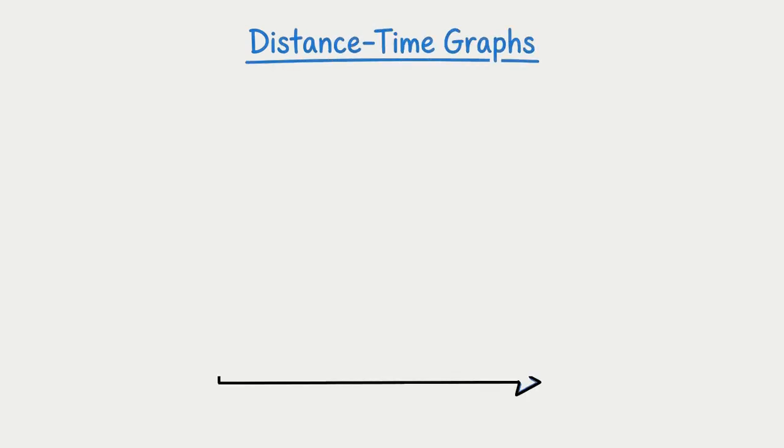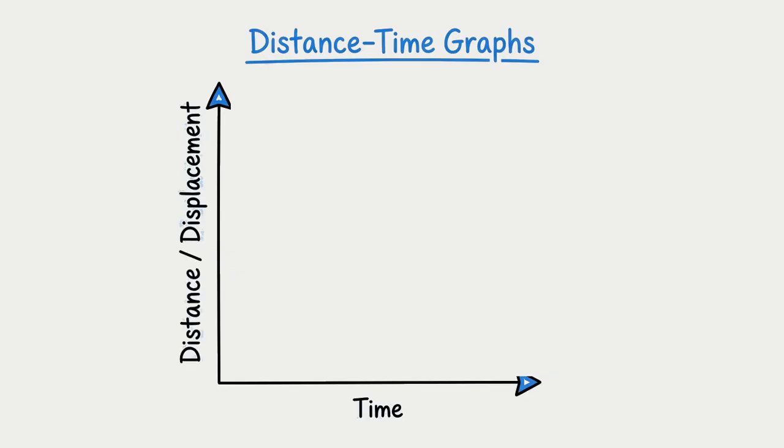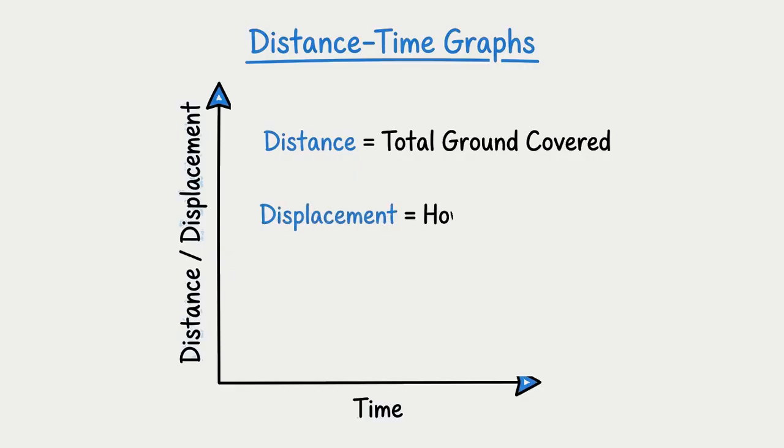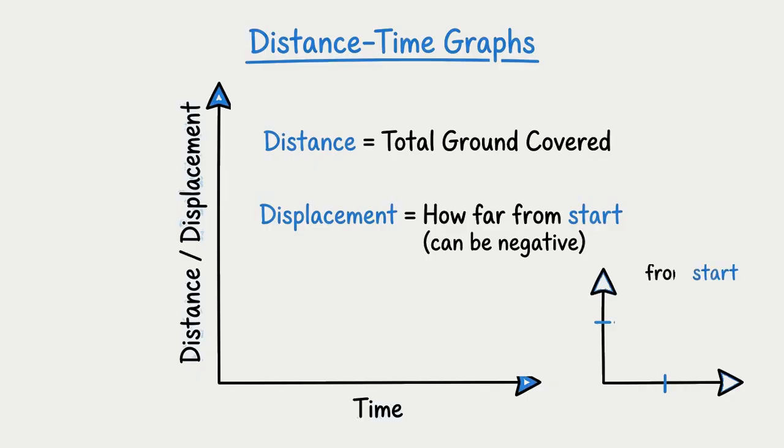On these, time is always on the x-axis, and distance, or sometimes displacement, is on the y-axis. Distance is how much ground an object has covered. Displacement is how far it is from the starting point, and it can be negative if the object moves backward. So if you're looking at a distance time graph and the point at t equals 4 seconds is at 10 meters, that means the object is 10 meters from where it started after 4 seconds.